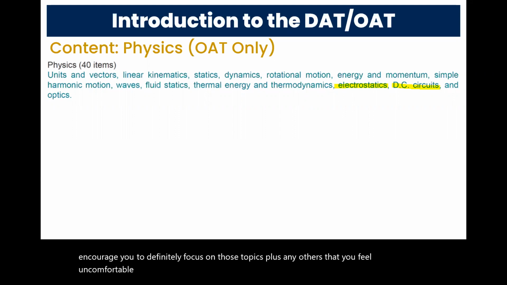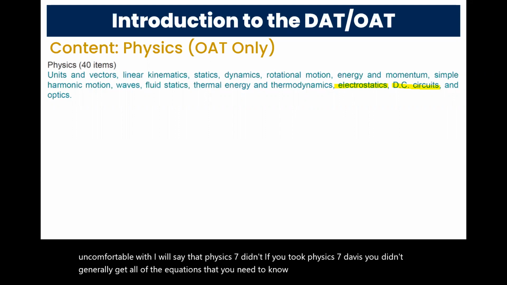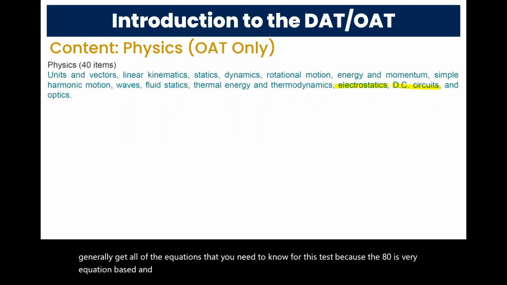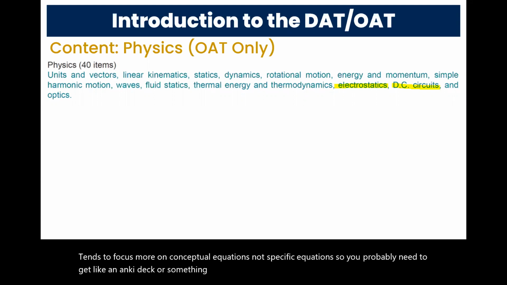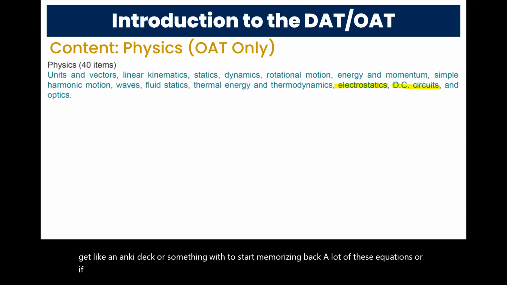I will say that if you took Physics 7 at Davis, you didn't generally get all of the equations that you need to know for this test, because the OAT is very equation based and Physics 7 tends to focus more on conceptual equations, not specific equations. So you'll probably need to get an Anki deck or something to start memorizing a lot of these equations, or if they weren't there in the first place, learning them in the first place. So incorporating them into your data banks.